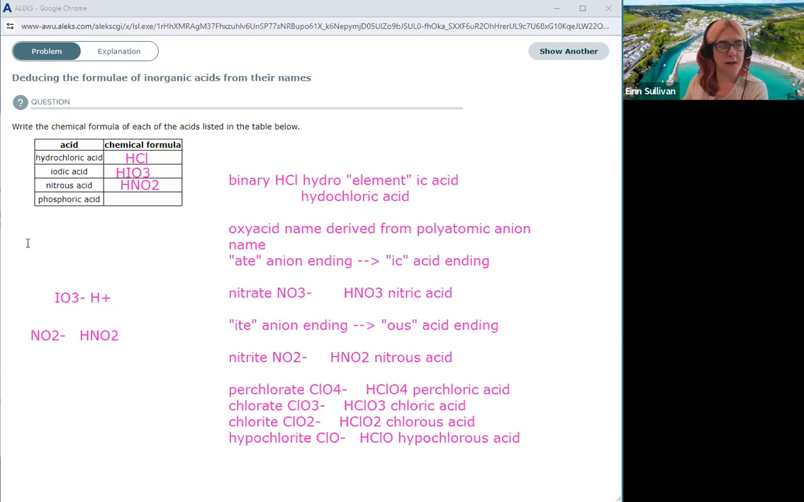And then phosphoric acid, well, the phosphate ion is PO4 3-, that's phosphate. Okay, so how many H pluses does it take to balance it? It's going to take 3 H pluses to balance it. So that is going to give me the formula of H3PO4. So 3 hydrogens for every PO4 3-. Okay, that's all there is to it.